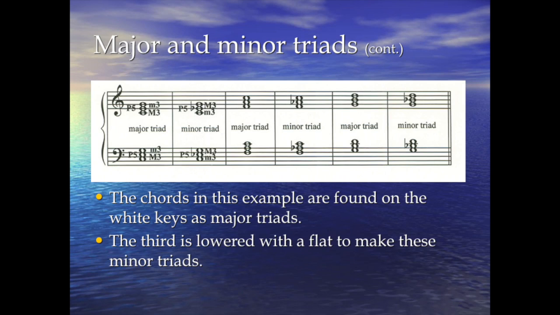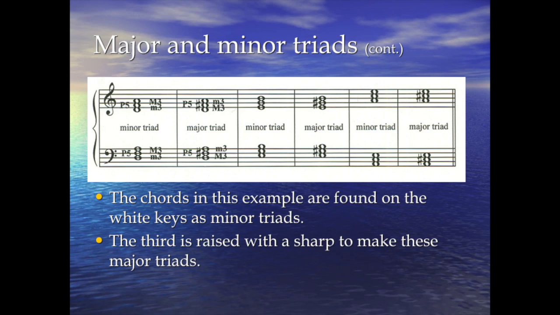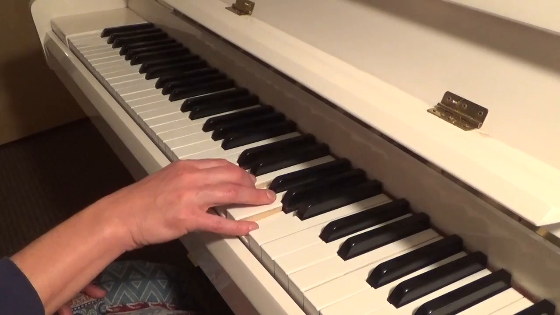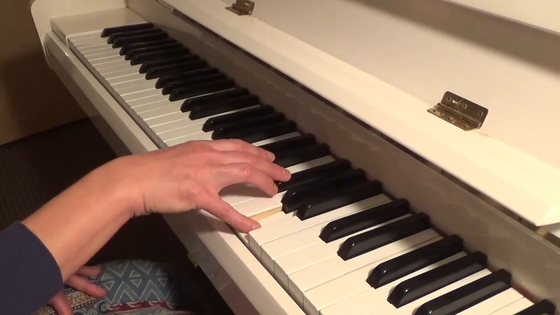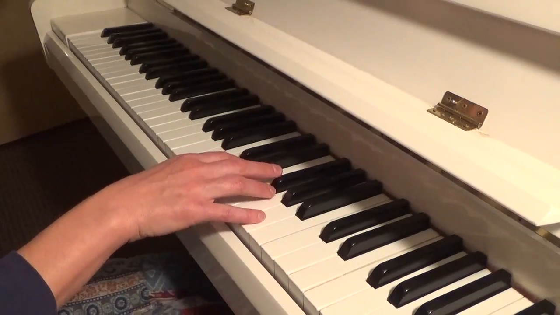So it's helpful to learn these in groups. The C, F, and G chords look very similar on the piano keyboard. The major is all white keys, and then you have to lower the middle one to make it minor. D, E, and A chords are related because when you're just playing the white keys, it's minor, and then you have to raise the middle note to make it a major.